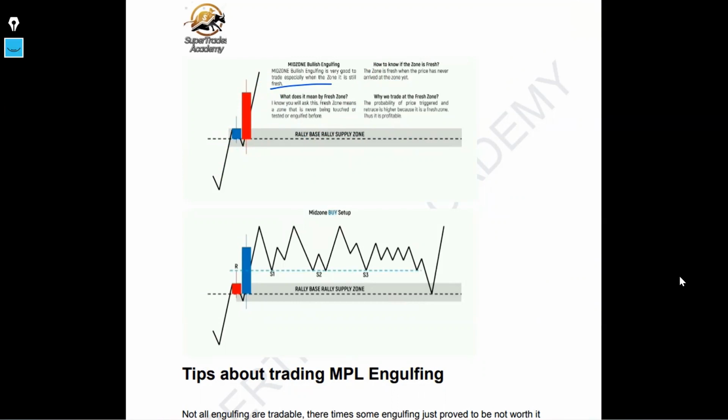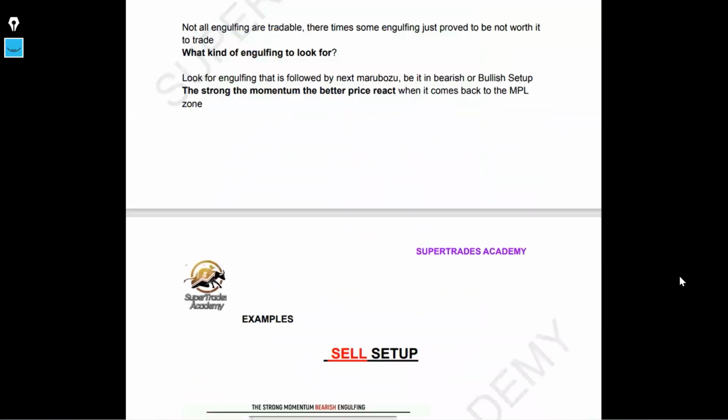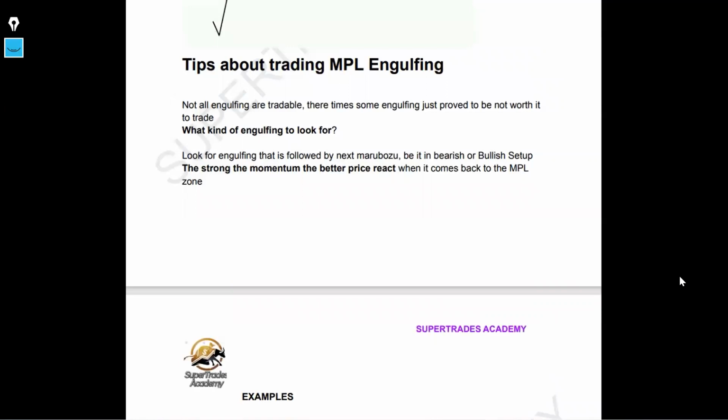Rally, base, rally. You come back, you take orders, liquidity is created, you pick orders and go all the way up. So you have to be patient. This market can come here, go up, the buyers get taken out, and go back. So whenever there is a fresh demand zone, the market will always come back and pick orders before going up. So these are the tips that you have to follow, guys, in trading maximum pain level.